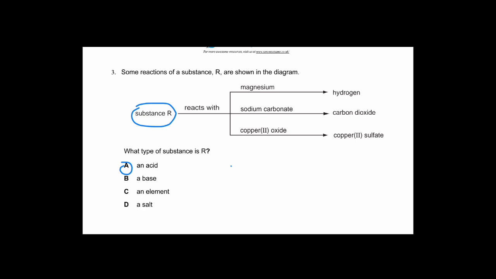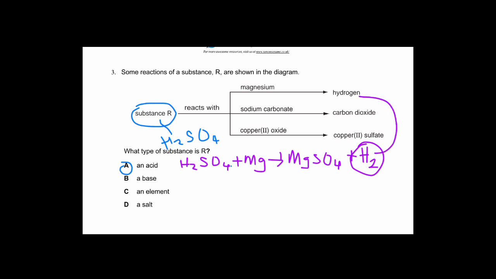For those people who would like to understand more, you can observe what I'm going to do. We are going to say, okay, let us make this substance to be sulfuric acid, for example. If the substance is sulfuric acid, then we say sulfuric acid plus magnesium. Here we are going to form magnesium sulfate plus hydrogen gas. This hydrogen indicates what we have there.